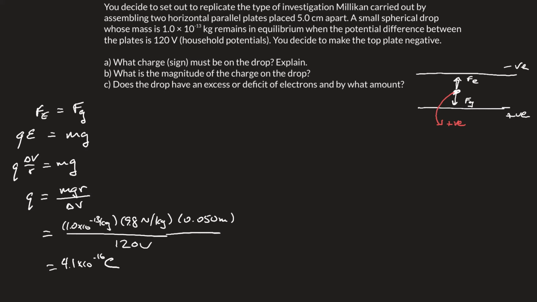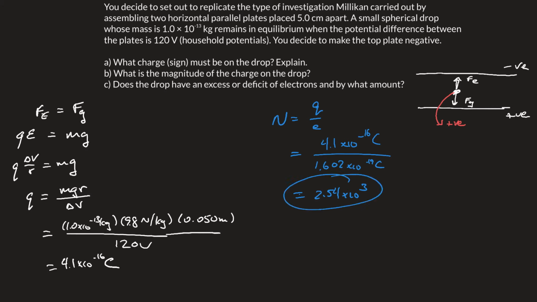So we can then go ahead and take our equation, which we've rearranged, n equals q over e. We have our value for q, 4.1 times 10 to the negative 16 coulombs, and our value for e, 1.602 times 10 to the negative 19 coulombs. This leaves us with 2.54 times 10 to the 3. Because it has to be positively charged, this is a deficit of electrons. So the number of electrons in deficit is approximately 2,500.